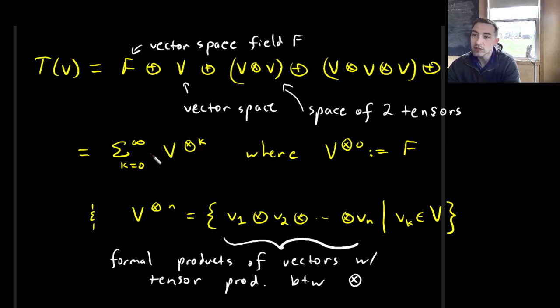So if you want to, you could just write it as an infinite sum, I suppose, where this V is up in the exponent k. We define the zeroth one to be the field, and the nth term is these formal products of n elements in the vector space. So this is basically just a formal product. It is a free construction. It's just like if you've ever done free groups or something, where you're literally just putting the things next to each other. That is what we're doing here.